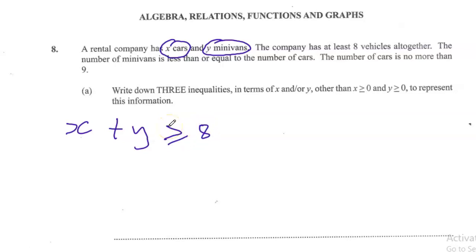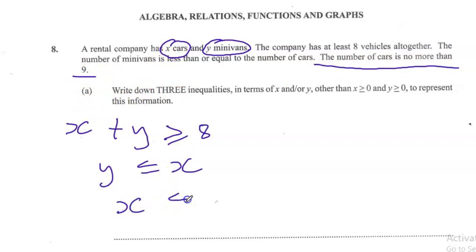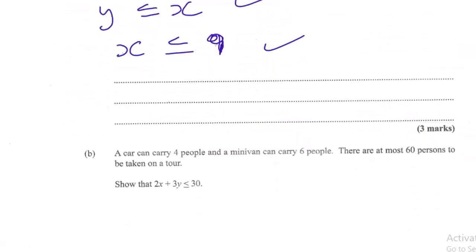To represent at least. The number of minivans is less than or equal to the number of cars. So minivans is what? Y. So that's less than or equal to the number of cars, represented by X. Next, the number of cars must not pass 9. There must be no more than 9. Cars is what? X. So the number of cars can be 9 or less, but must not be more. So we use less than or equal to. So I guess these will be the 3 inequalities to represent the information above. Let's see what we are asked now. I'm guessing we'll be asked to sketch these inequalities.